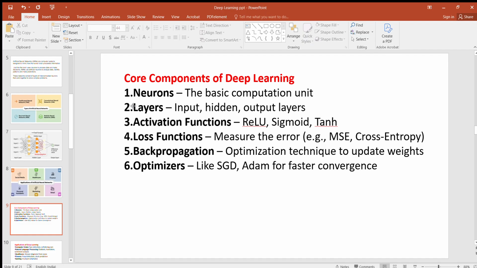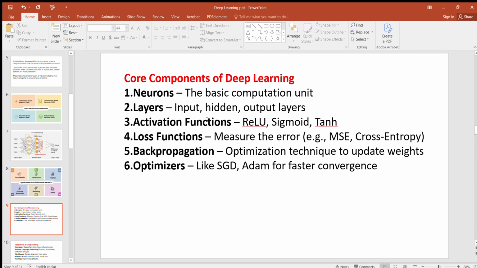Next, layers. In artificial neural networks, how many layers are there? Three layers, which we have already discussed: input layer, hidden layer, output layer. Understand? Next, activation functions in artificial neural networks. We are using different activation functions. What is the role of an activation function? Activation functions generate the output, and then the loss function is used. These are all interlinked, so one after another they will be working.